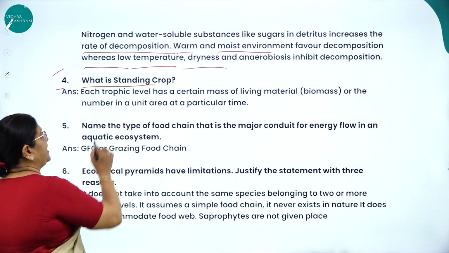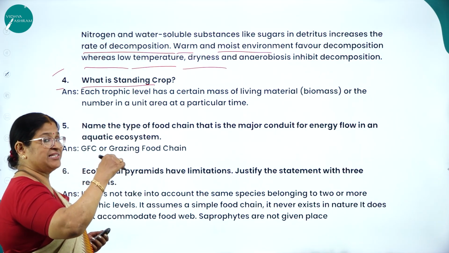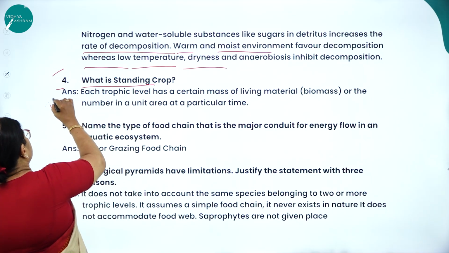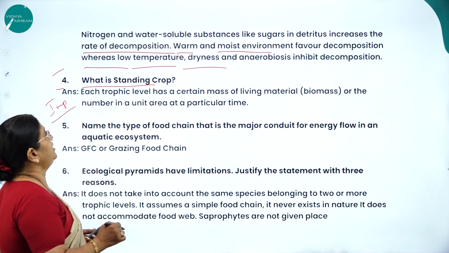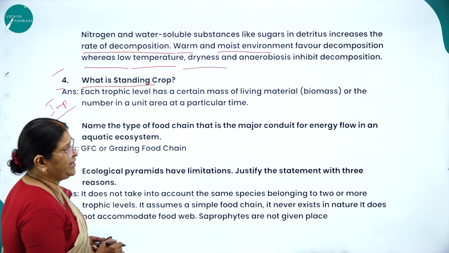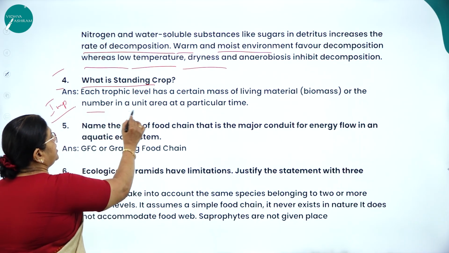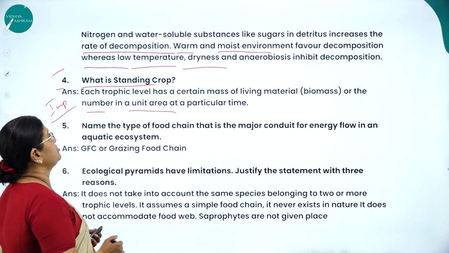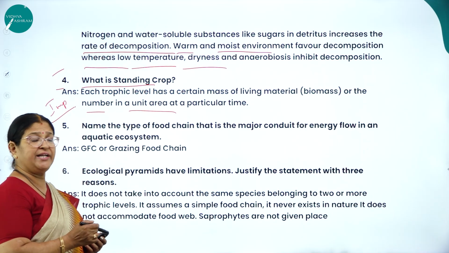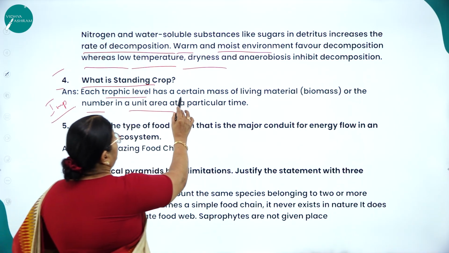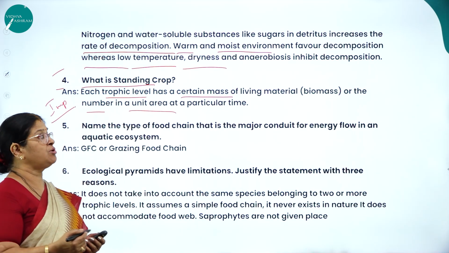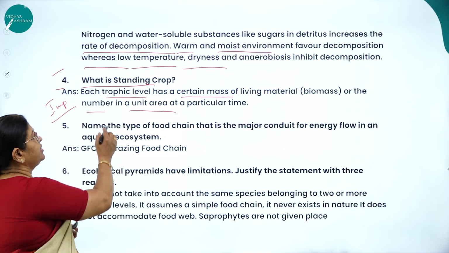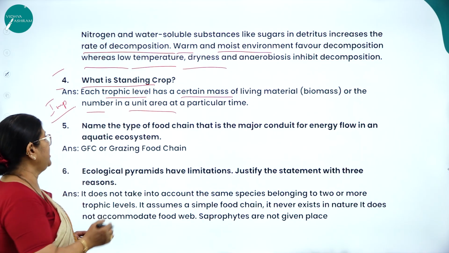Next, what is standing crop? Even this is important from the examination point of view. Each trophic level has a certain mass of living material, biomass, or the number in a unit area at a particular time. So how do we define the word standing crop? Each trophic level has a certain mass of living material. Certain mass of living material is called biomass, or the number in a unit area at a particular time.